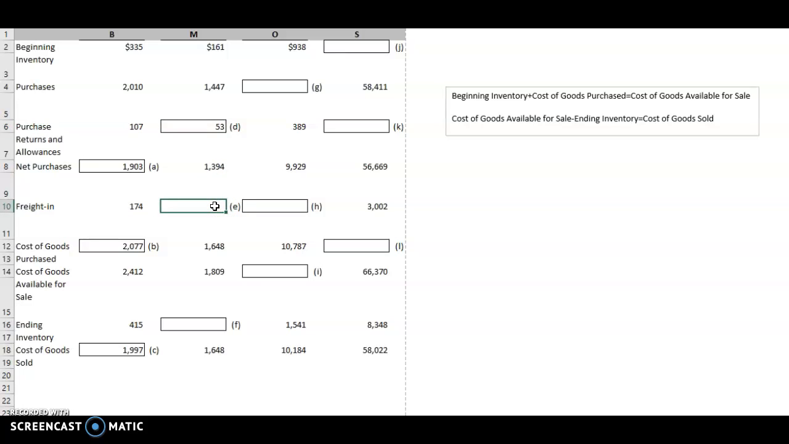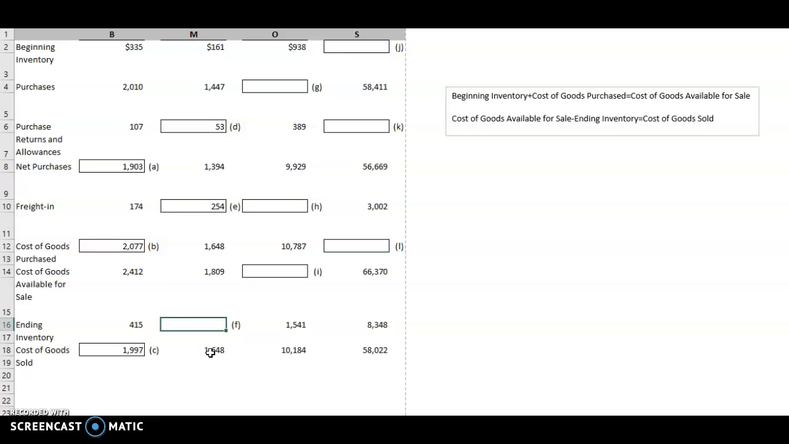So now we're finding the freight in, and again we're just going to reverse the equation that we used over here. So instead of adding our net purchases and freight in to find the cost of goods purchased, we're going to subtract our net purchases of 1,394 from our cost of goods purchased, which is 1,648. And when we do that, we get a total of 254.